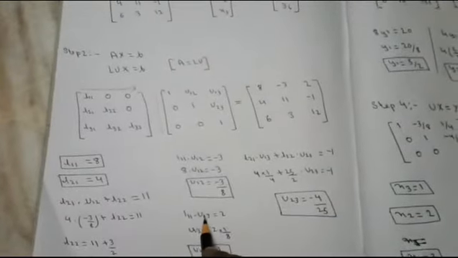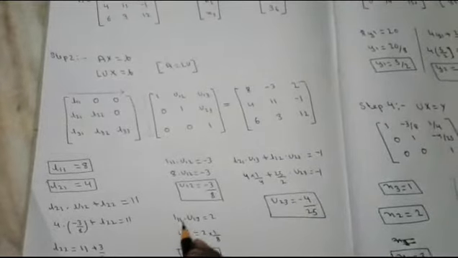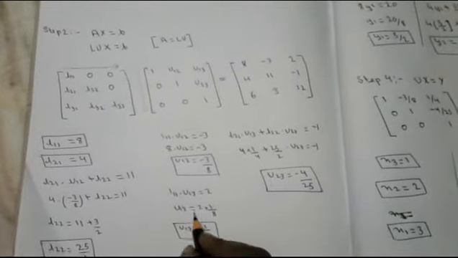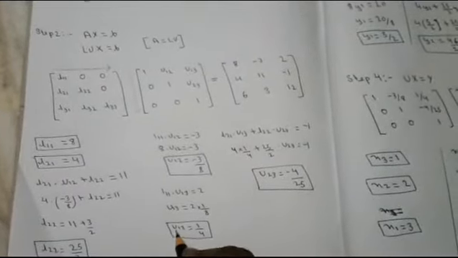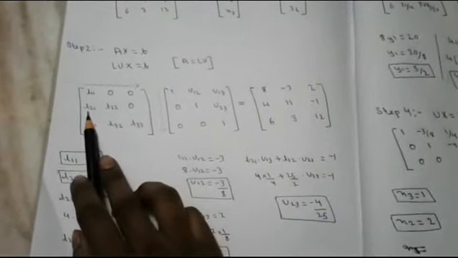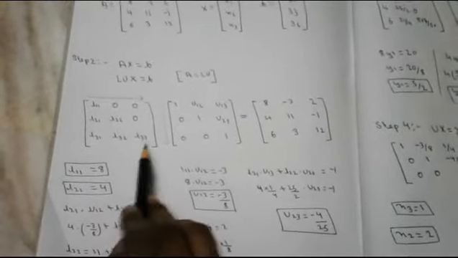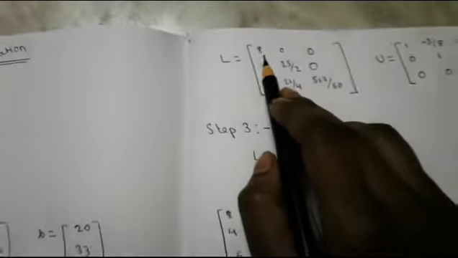Similarly for the third column, L11 into U13 equals 2. Now replace the value of L11, that is 8, and we get the value of U13, that is 1/4. Similarly you can find the values of L21, L22, L31, L32 and L33. These are the values which I have got. Now your L matrix will be this and U will be this.